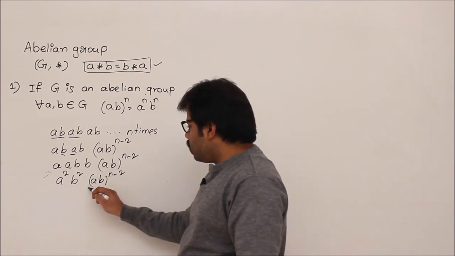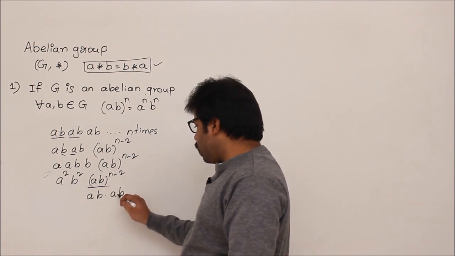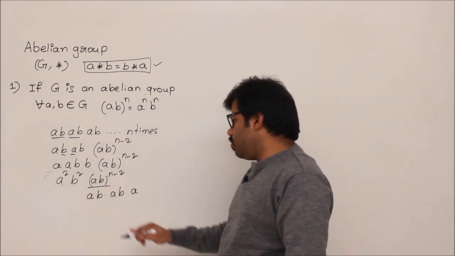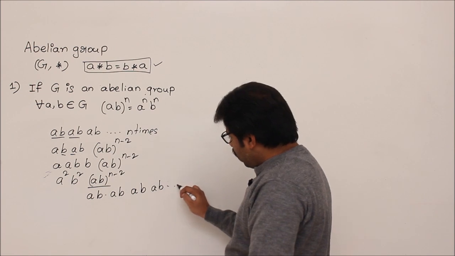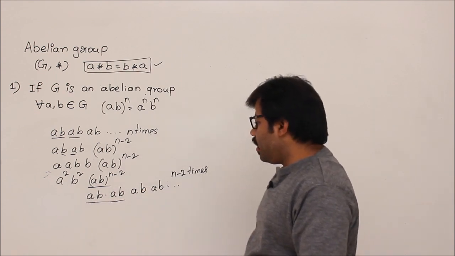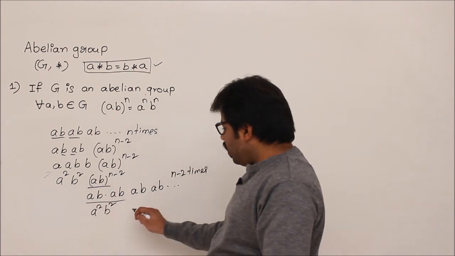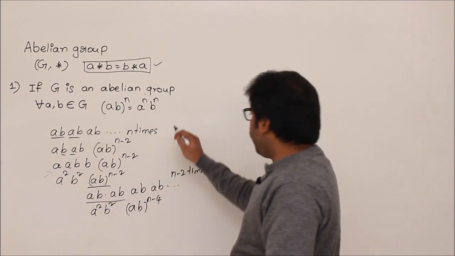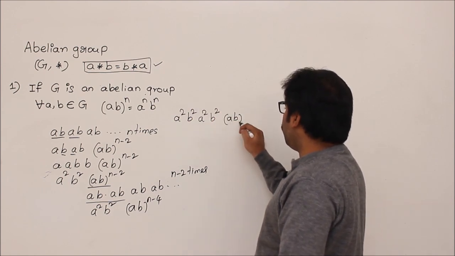Same thing again. Let us take (ab) whole power n minus 2. In that we take ab into ab, followed by ab written n minus 2 times. Again let us take this pair. This can be written as ab into ab, which is nothing but a square b square, followed by (ab) whole power n minus 4. So now it would become a square b square into (ab) whole power n minus 4, correct?